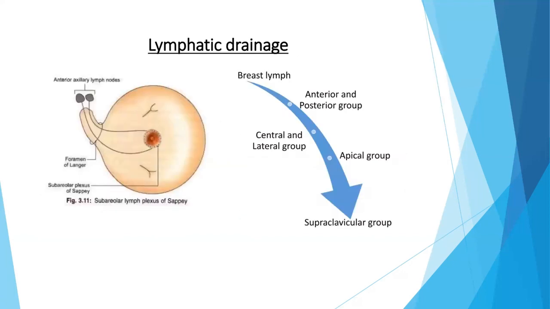Talking about the lymphatic drainage of the breast, which is very, very important. Whenever there is a metastatic breast cancer, the lymph nodes will be involved. And the typical group of lymph nodes involved is the axillary group. So the breast lymph drains into the anterior and posterior groups, central and lateral groups, and apical group, and ultimately it all drains into the supraclavicular group of lymph nodes. But what they typically ask you in the examination is about the axillary group of lymph nodes. And the simple question they will ask you is, whenever there is breast cancer, there will be lymph node involvement of the anterior axillary group.